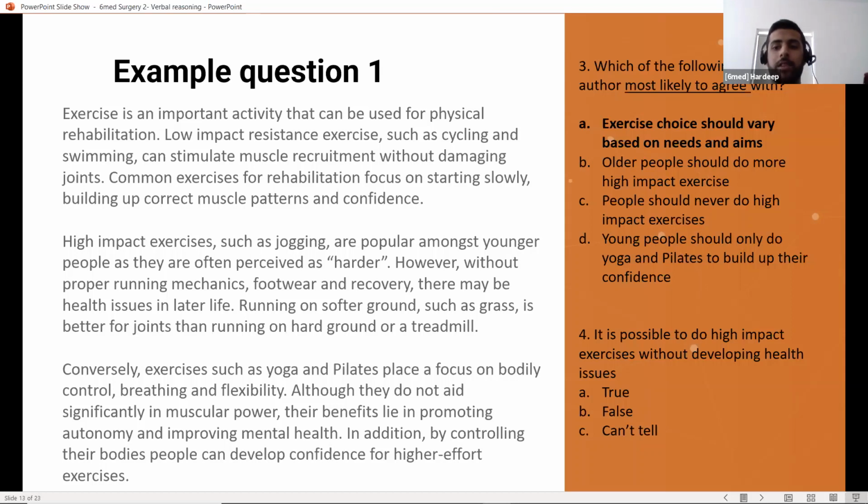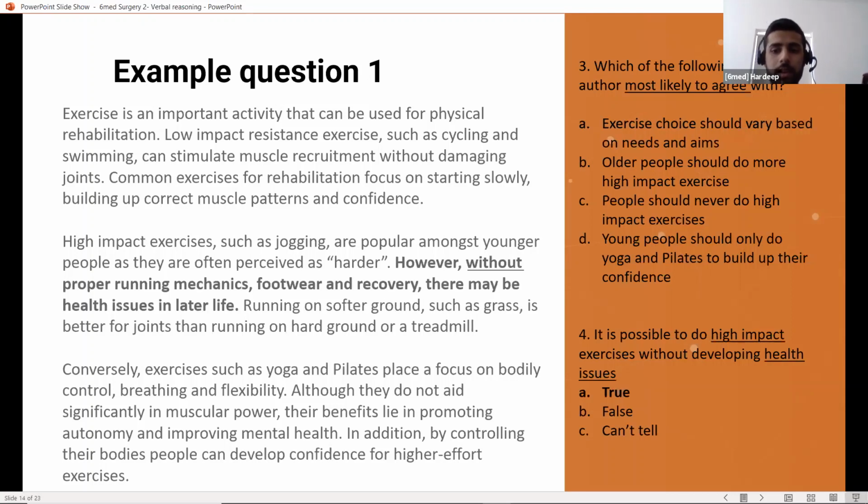And then D, so young people should only do yoga and Pilates to build up their confidence. So again, they'll use things like only, never, always, these kind of absolute terms, which are often used to confuse things. So yeah, A is correct there.